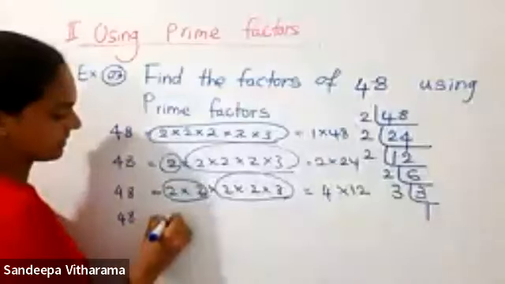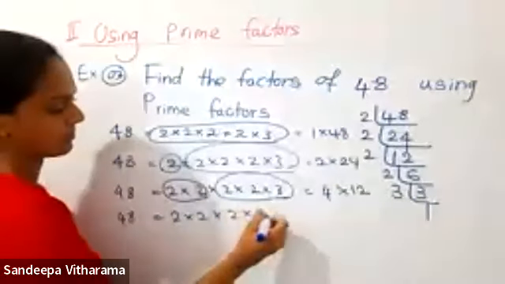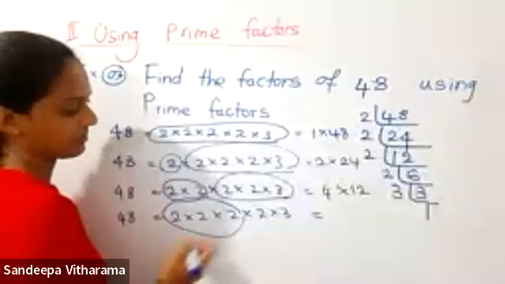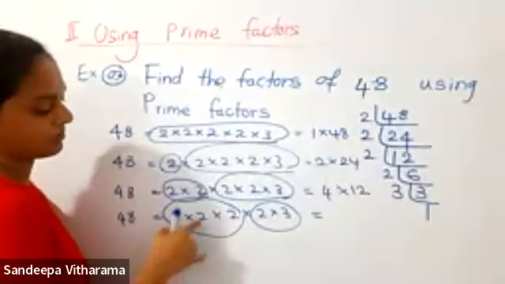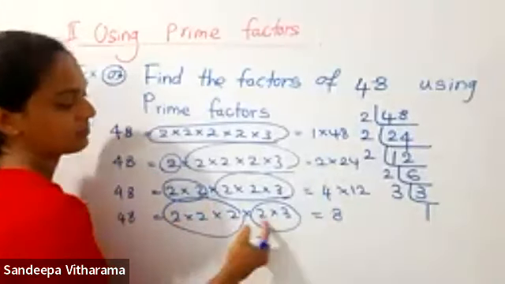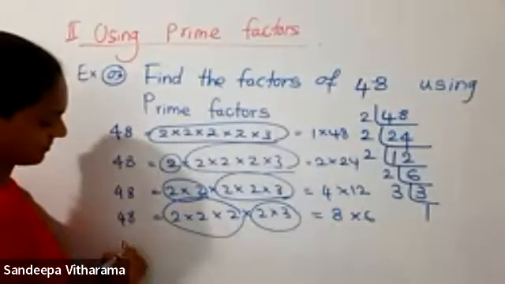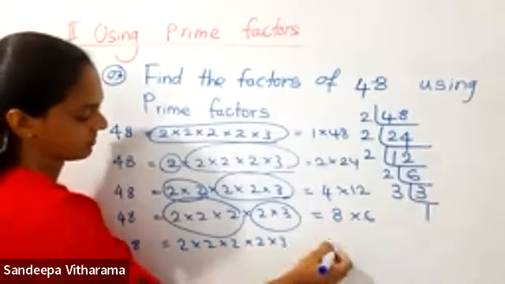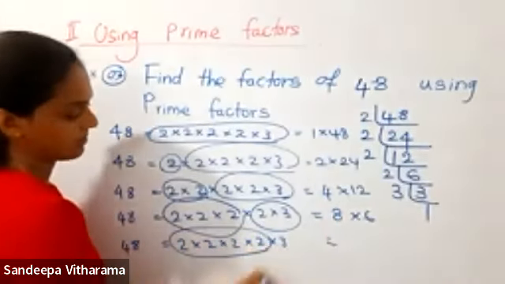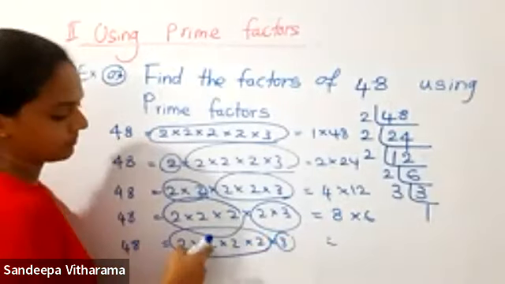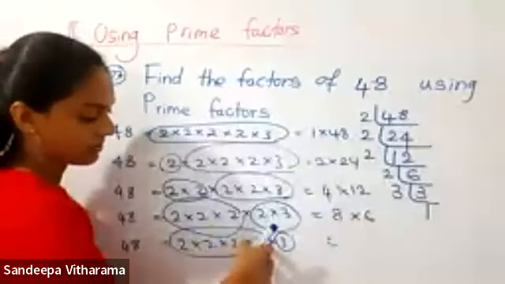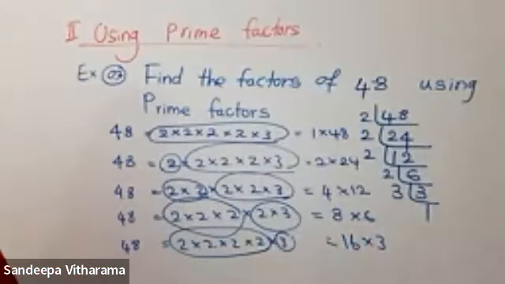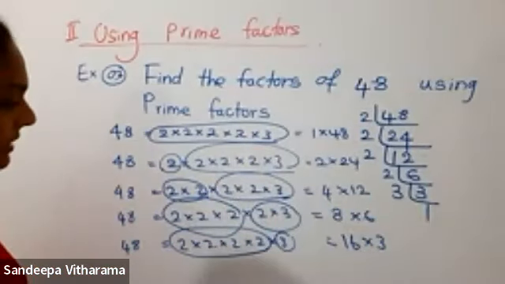Again 48 can be written as 2 into 2 into 2 into 2 into 3. Until you obtain all the possible ways, you have to continue this process. Okay. 2 into 2, 4. 4 into 2, 8. 2 into 3, 6. Then consider the first 4 2's and the last: 2 into 2, 4. 4 into 2, 8. 8 into 2, 16. 16 into 3, 48. Then these are the possible ways that we can obtain the factors.